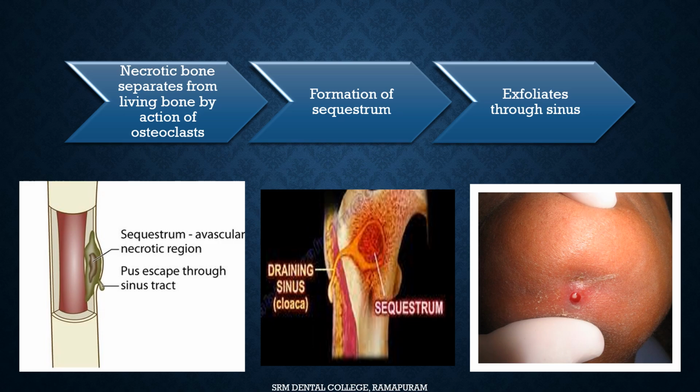the surrounding viable bone. By the action of the osteoclasts, the necrotic bone begins to separate from the surrounding living bone, and this results in the formation of something called a sequestrum. So a sequestrum is nothing but necrotic bone that separates from the surrounding living bone by the action of osteoclasts. And this sequestrum slowly begins to exfoliate by the formation of a sinus.